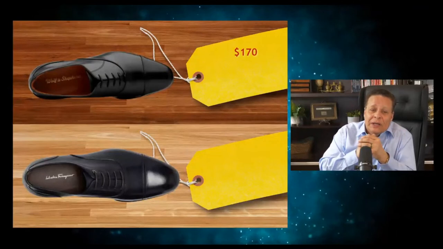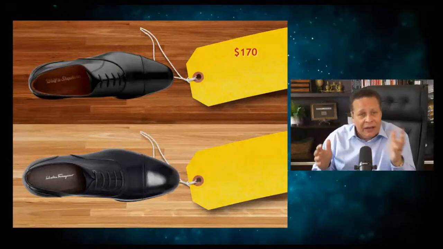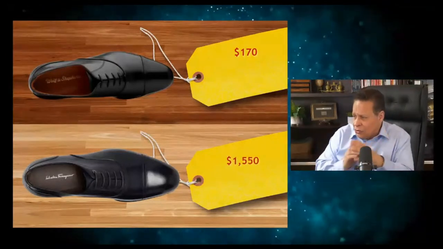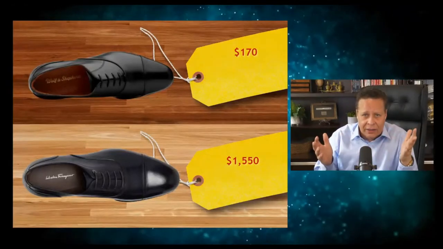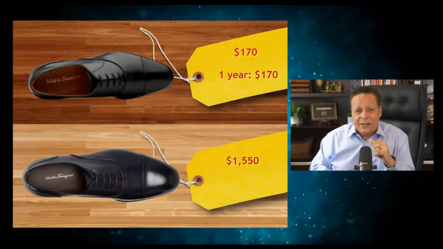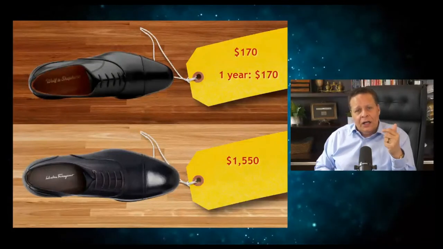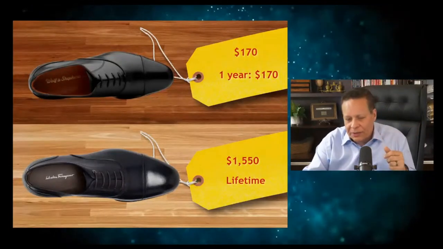A Wolf and Shepherd shoe is a $170 pair of shoes. Now, Ferragamo shoes, those are $1,500. Now, the difference is not $1,200 or $1,400. The difference is the Wolf and Shepherd shoes are going to last about a year, so you're going to be spending $170 every year, whereas the Ferragamo shoes are a lifetime. My point is, Mr. and Mrs. Hanahana, you get what you pay for. Sometimes when you buy things based on it being the cheapest, it is not the best skilled. So you've got to be careful in what you're trying to do.